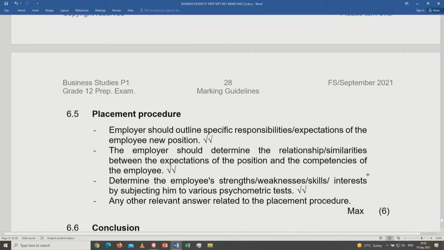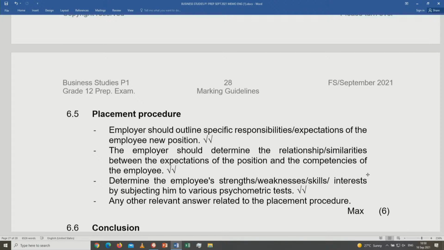And then we go to the last part of the question, which was about placing. Advise the business on the placement procedure. The employer should outline specific responsibilities or expectations of the employee's new position. 2 marks. The employer should determine the relationship or similarities between the expectations of the position and the competencies of the employee. 2 marks.